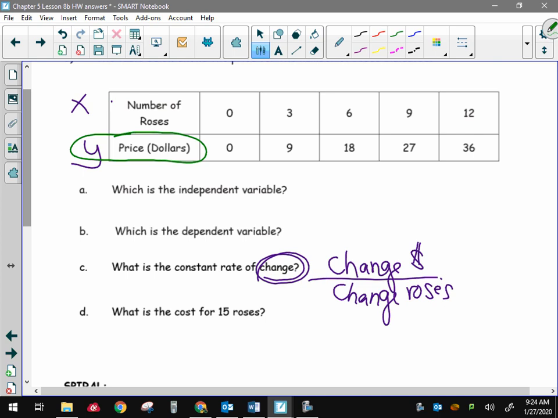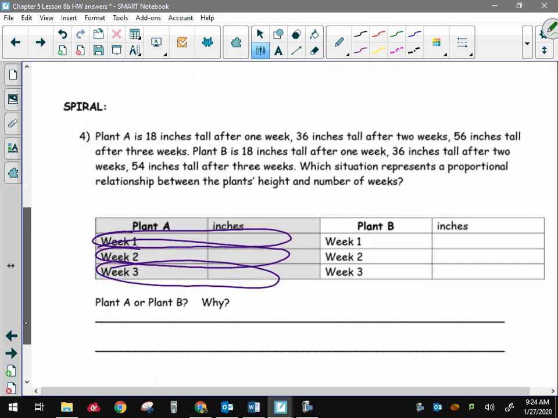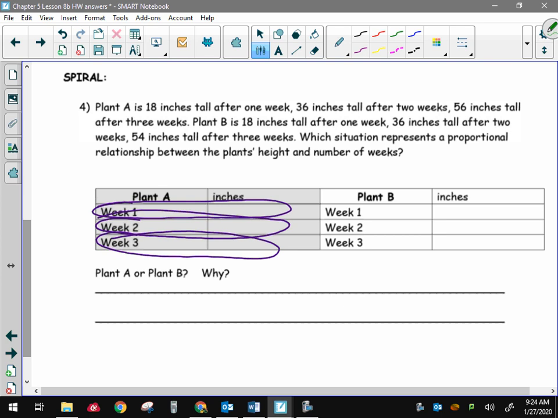Sometimes it's not. Usually, top row is X, independent. Bottom row is Y, dependent, usually. So if you're totally stuck, X on top, Y on bottom. Okay? This one was really about reading and plugging it in here. And it said which represents a proportional relationship.